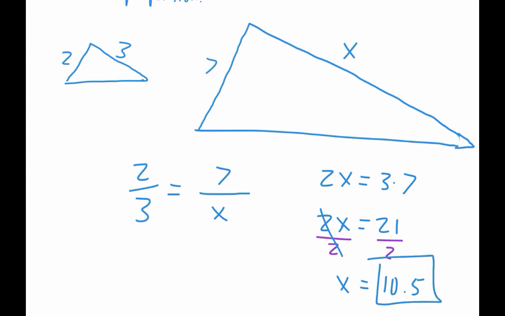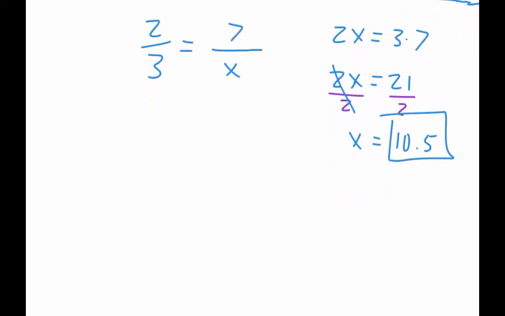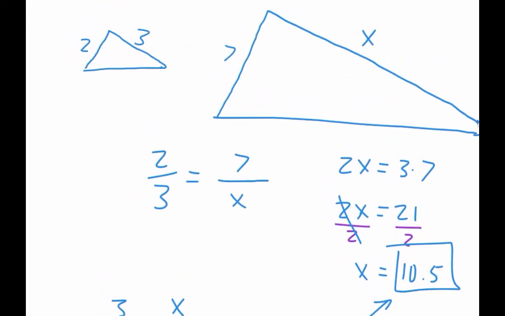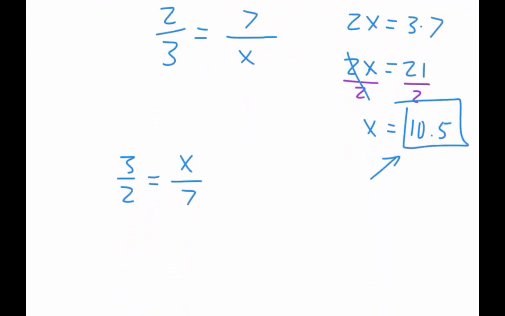How do you know the 2 needs to be done in the numerator? It doesn't. You could do the same exact thing and say 3 over 2. I wouldn't write this, but then the x corresponds with the 3, so you'd have to put an x over the 7. If you go through and cross multiply and divide, you'll get the same answer. Or you could even go 2 over 7 equals 3 over x and do it that way, and you still get the same answer. Any questions? All right.